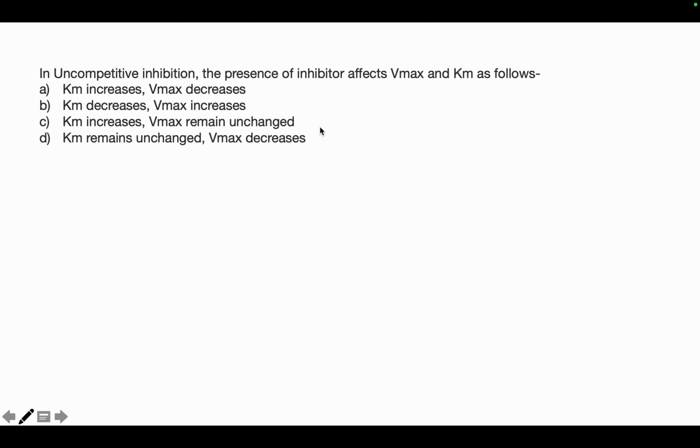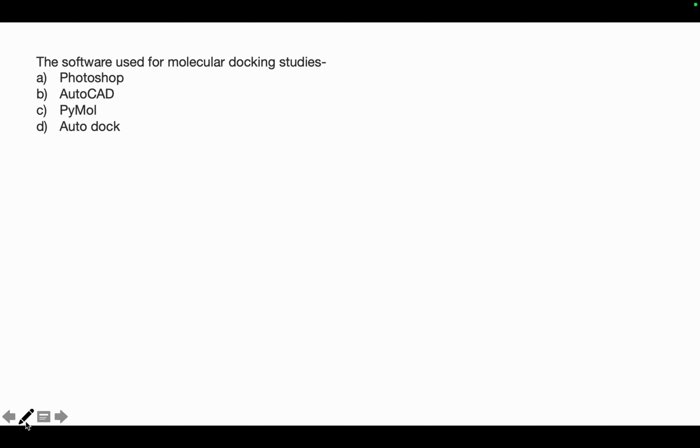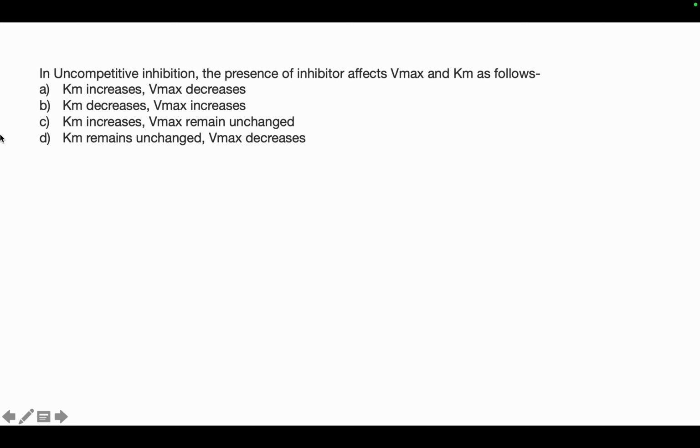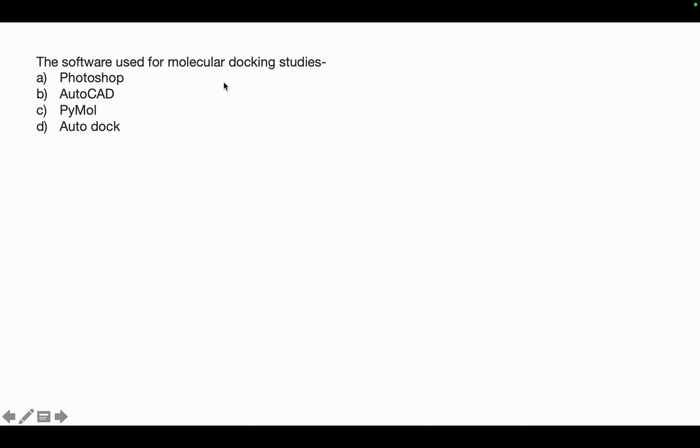In uncompetitive inhibition, the presence of inhibitor affects Km and Vmax as follows. So in uncompetitive inhibition, the Km is basically decreased. The binding is increased, and the Vmax also increases. So in uncompetitive inhibition, the Km decreases and Vmax increases. Correct answer is B. The software used for molecular docking studies is Photoshop, AutoCAD, PyMol, AutoDock. So we use AutoDock.